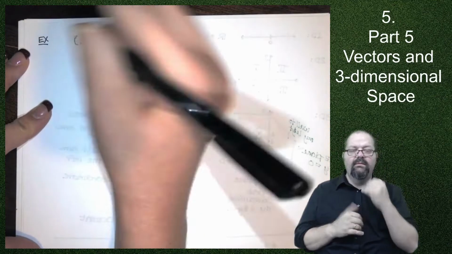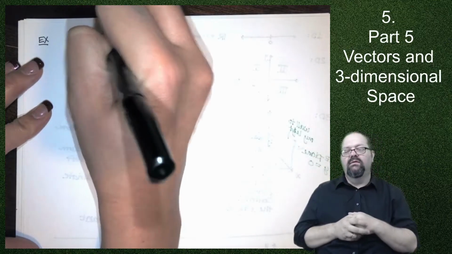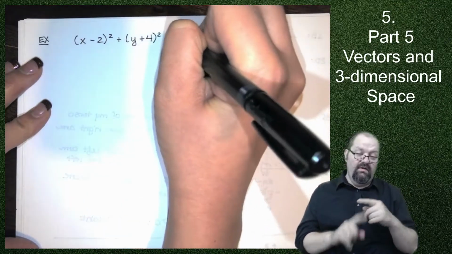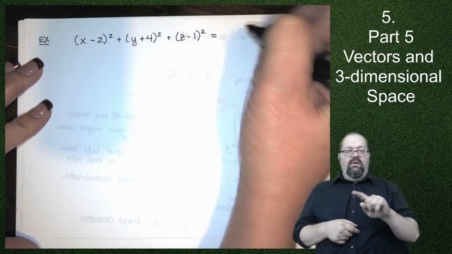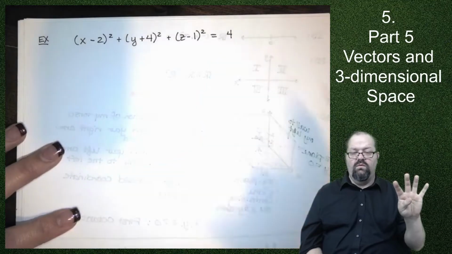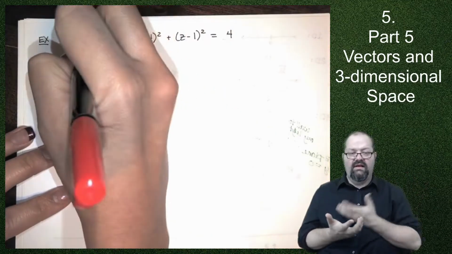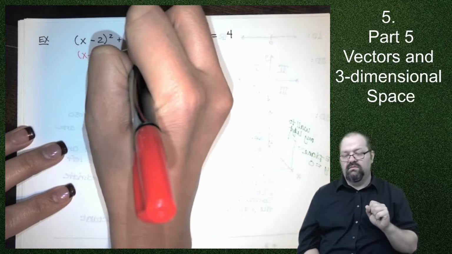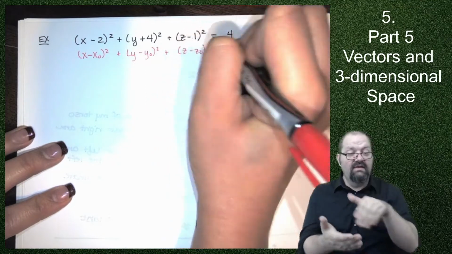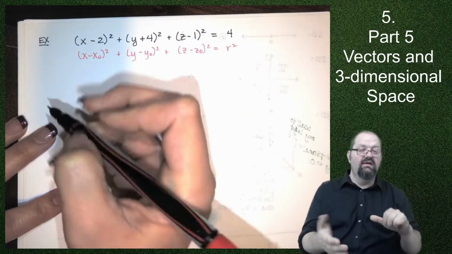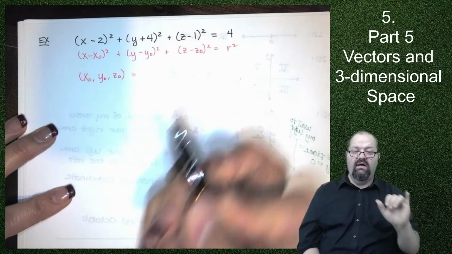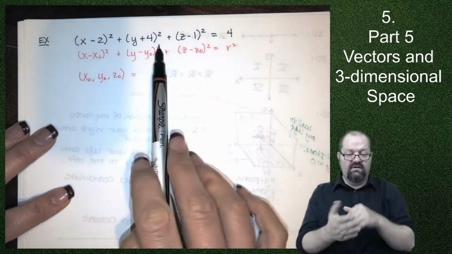Let's say you've got x minus 2 squared plus y plus 4 squared plus z minus 1 squared equals, let's say, 4. All right, well, matching our patterns, if someone asked me for the center and the radius of this sphere, it would be easy to figure out. x naught, y naught, and z naught, those are the coordinates of my center. They're just given by these three numbers.